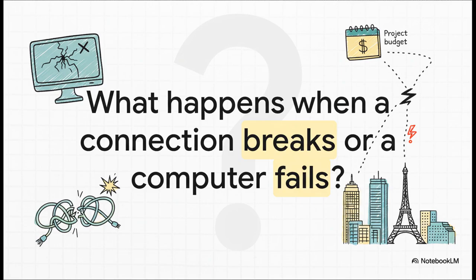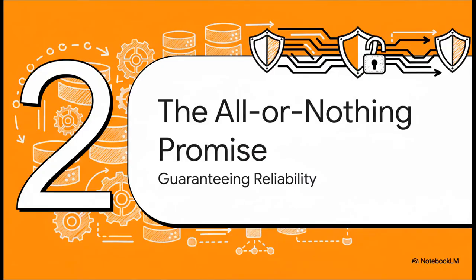And that, right there, is the million-dollar question. This whole setup is powerful, for sure, but it's also kind of fragile. What happens if the computer in Boston crashes right in the middle of updating a project budget that Paris needs? How do you stop the data from turning into a complete and utter mess?